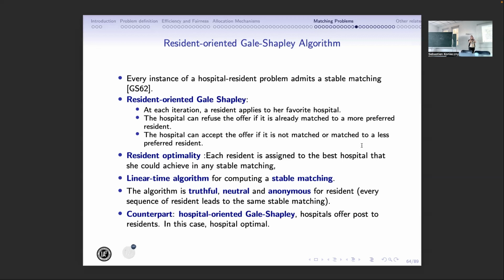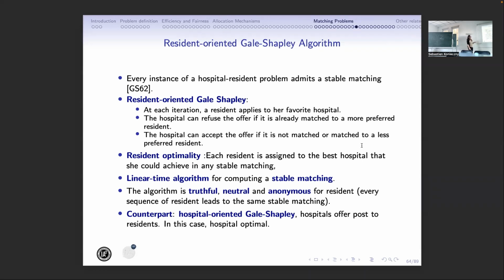So residents make proposals. The hospital that receives the proposal can accept or refuse. It refuses if it is already matched to a resident that it prefers to the one who makes the proposal. Otherwise, it accepts the proposal. If it is not yet matched, it's okay, the resident comes. If it is already matched to a resident, it will quit the resident which is less preferred.